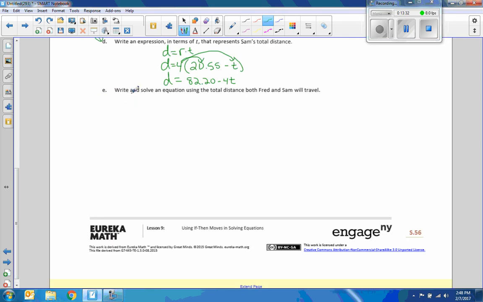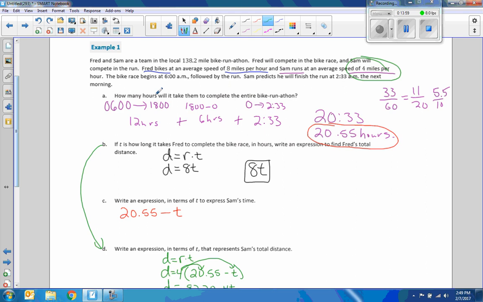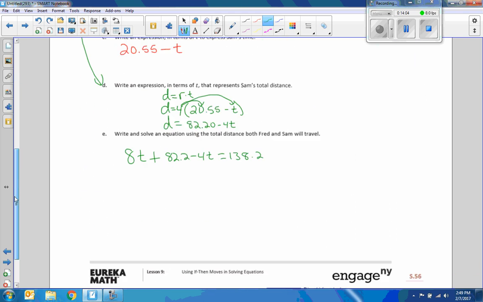Okay, now E says write and solve an equation using the total distance both Fred and Sam will travel. Sam traveled a distance of 8t plus 82.2 minus 4t equals 138.2. Okay, that came from the distance they're going to travel, which is right here, 138.2, bike run-a-thon.